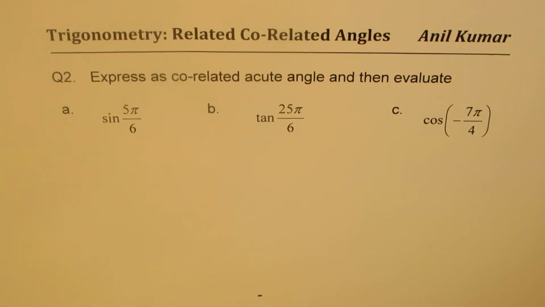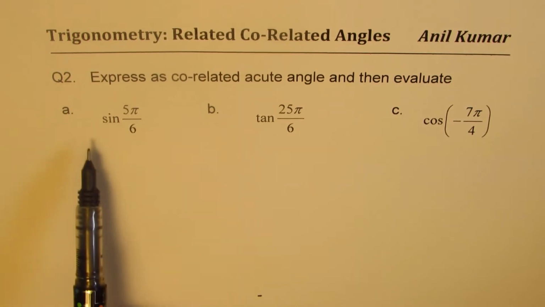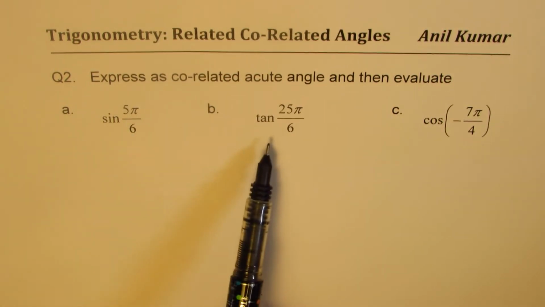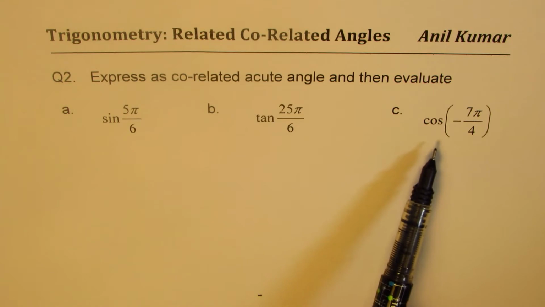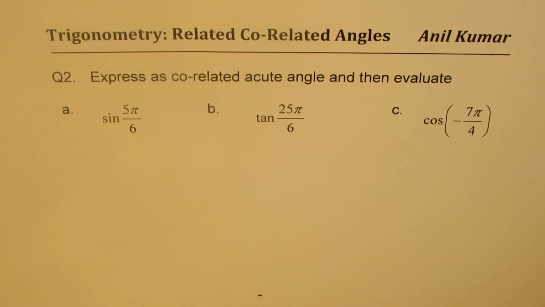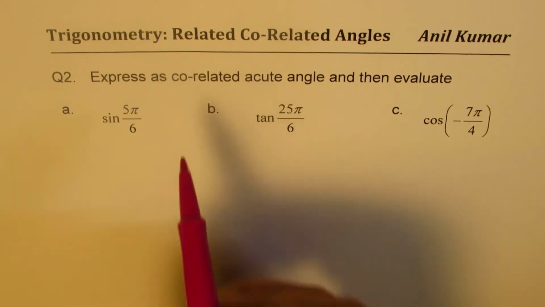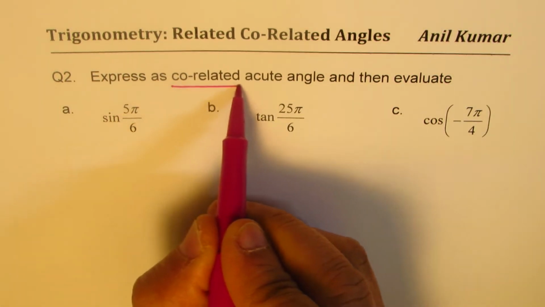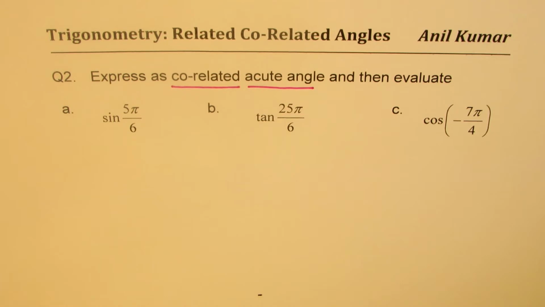Here is question number 2. Express as correlated acute angle and then evaluate. So part A is sine of 5 pi by 6, B is tan 25 pi by 6, and C is cos minus 7 pi by 4. We need to understand few terms here. One of them is correlated, the other one is the acute angle. Do you remember the special triangles? So that forms the base for us, right?